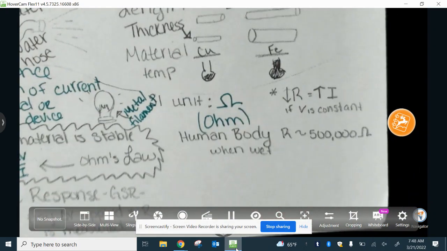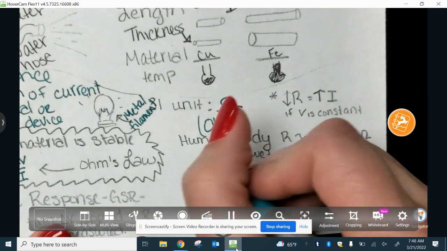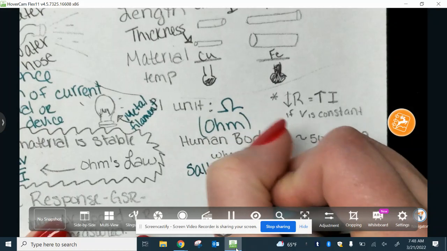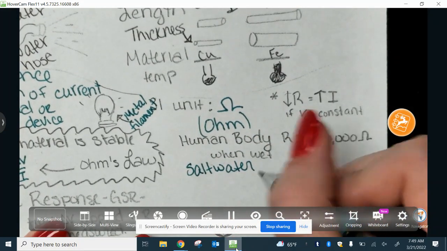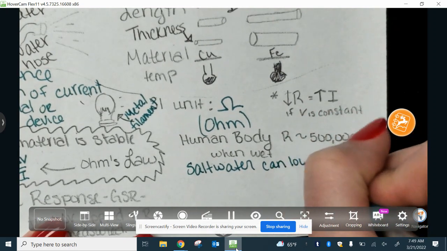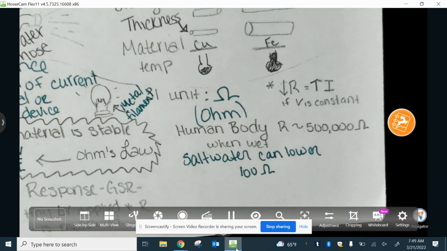Then we're going to practice some underneath your warm-up, but really quick, I thought this was interesting. So your body is technically a resistor. It has a value of about 500,000 ohms, give or take. And that's when it's wet. When you're in salt water, that value can be reduced to about 100 ohms.